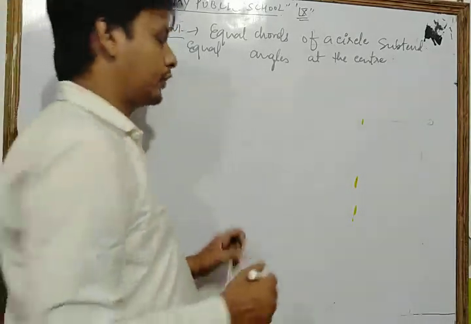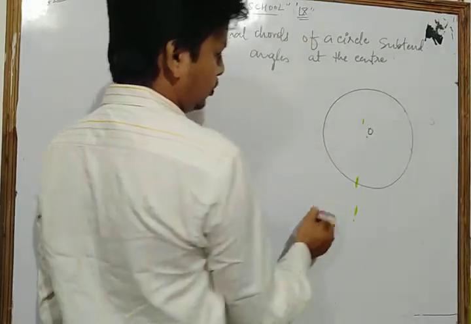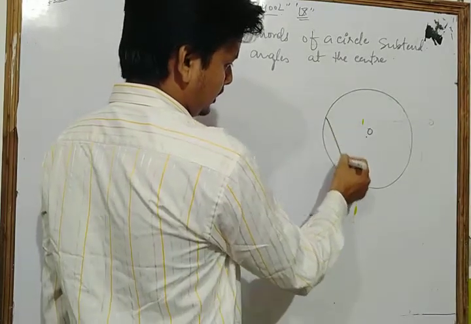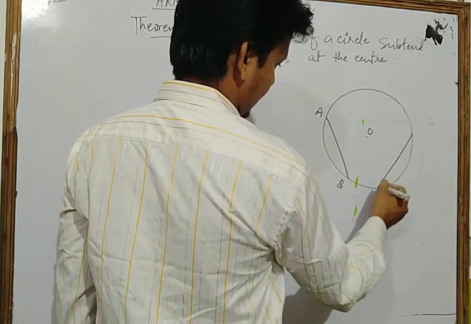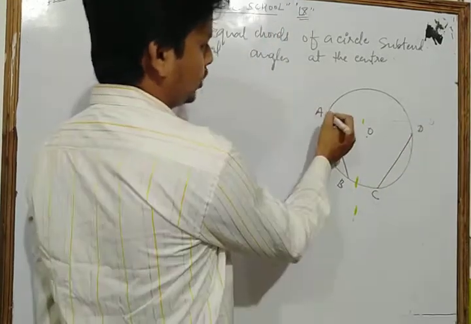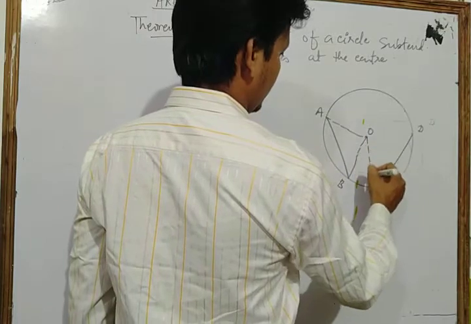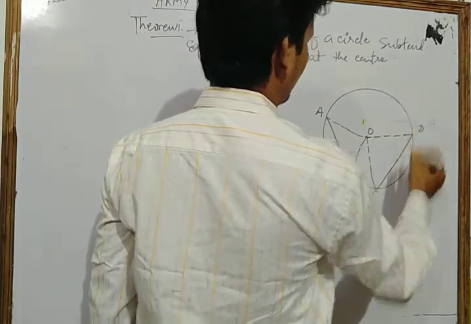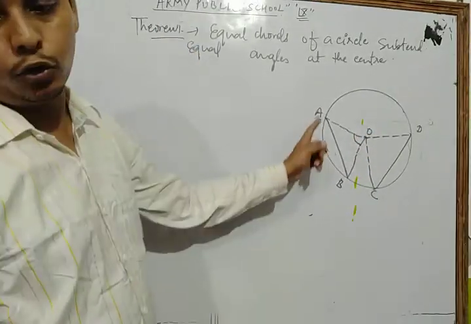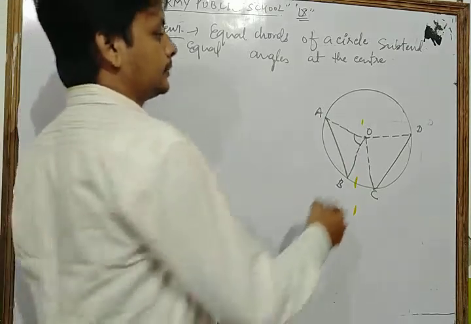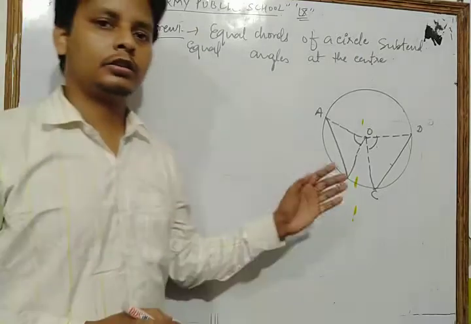So dear student, first of all we draw a circle with center O. Here we draw two equal chords, let AB and another chord CD, and we join OA, OB, OC and OD. The angle subtended by the chord AB at the center is AOB, and the angle subtended by the chord CD at the center of the circle is COD. This is the figure here.